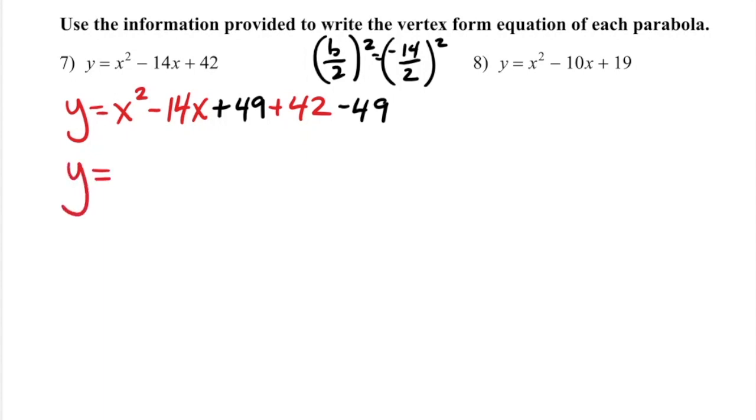Y equals, now the first three terms, x squared minus 14x plus 49, will factor into a perfect square. It's an easy factor. You put in half of negative 14, so it'll be x minus 7 squared. And then the last thing is 42 minus 49, which will be negative 7. Oh, figure it out. I'm going to use all the power of my brain.